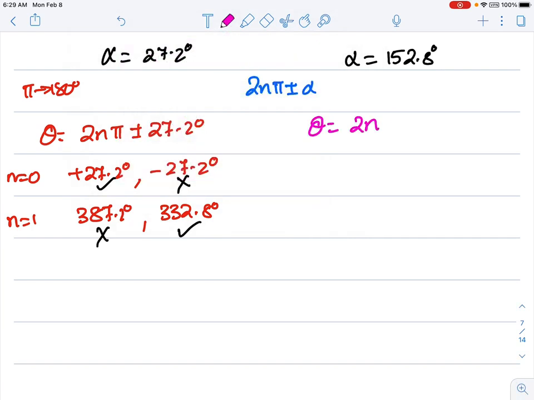Theta is equal to 2n pi plus or minus 152.8 degrees. So n is equal to 0. I get positive 152.8 and negative 152.8. N is equal to 1.